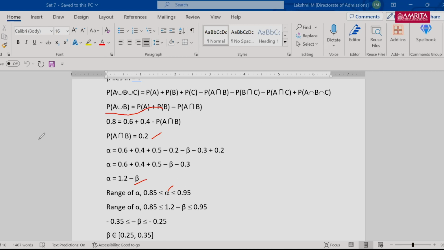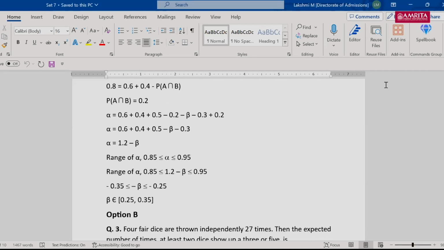Once you have these values, you can take the 1.2 and simplify this. So 0.85 and 1.2, you will get 0.35. This is minus beta; 0.95 and 1.2, it's 0.25. So you got the range. It's from 0.25 to 0.35. I hope this is a very simple question, but you need to understand that this is also a type of question that comes in examination. Is this question clear, children? Can we move forward?